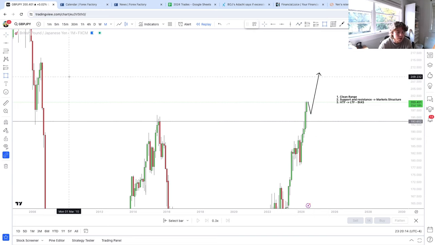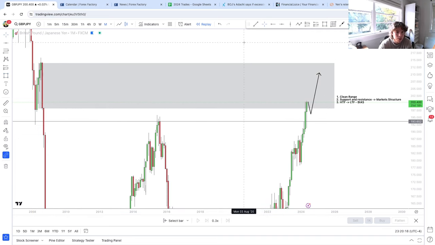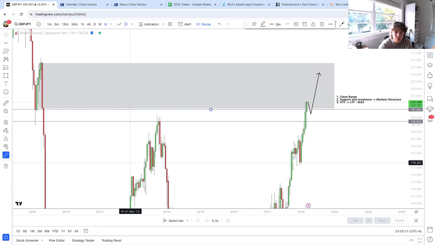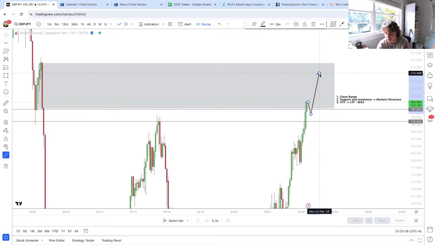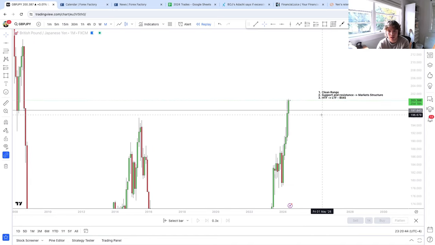What's another thing we can notice? To the left, we have a clean range, right? So we're into this previous level over here, broken above that level, and now we can expect price to potentially create a pullback back to this previous level of support, because it's now turned into support after breaking above. So it turns from resistance to support and then potentially continues bullish. Okay, so I mean the monthly is not super important, but it's just an example.